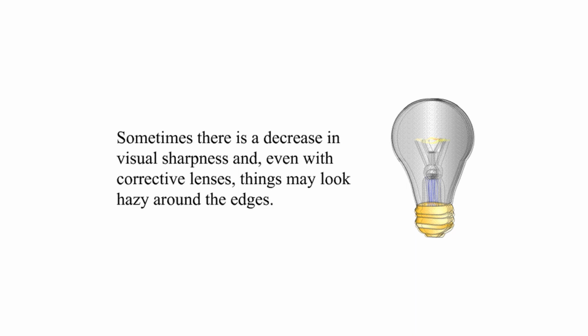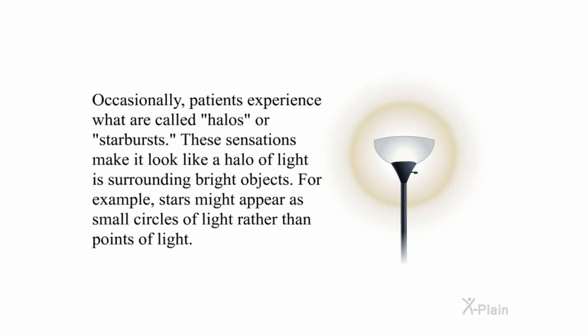Sometimes there is a decrease in visual sharpness, and even with corrective lenses, things may look hazy around the edges. Occasionally, patients experience what are called halos or starbursts. These sensations make it look like a halo of light is surrounding bright objects. For example, stars might appear as small circles of light rather than points of light.